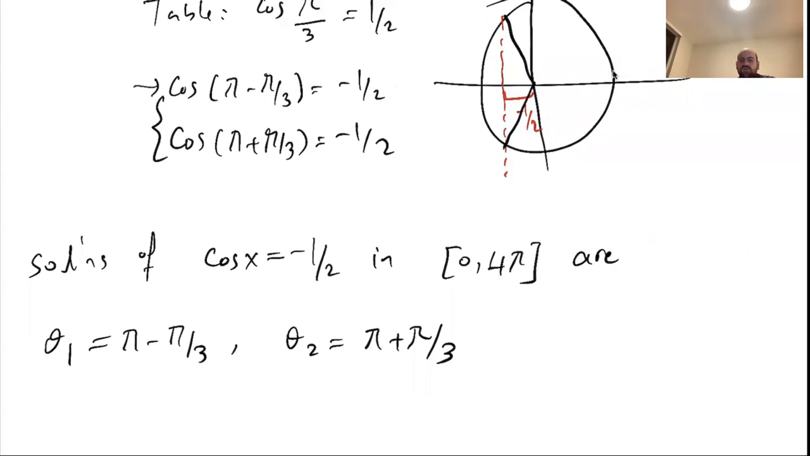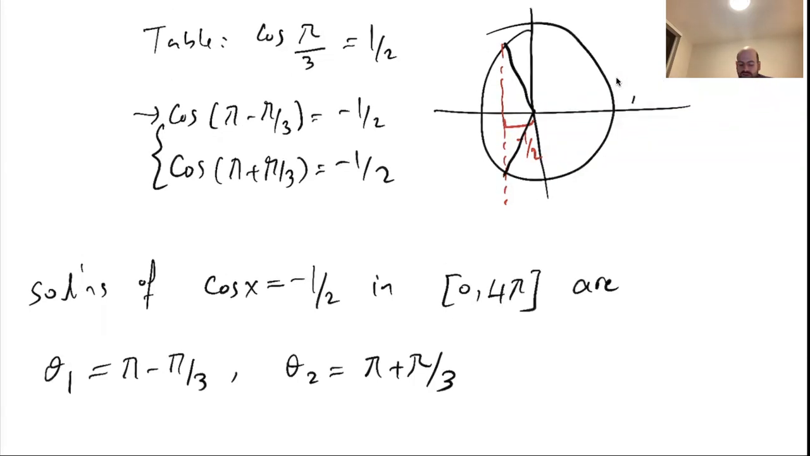Then we start from here. Remember, counterclockwise is our positive direction. So this is our 0. Then we hit pi minus pi over 3. Then we hit pi plus pi over 3. Then we hit 2 pi.